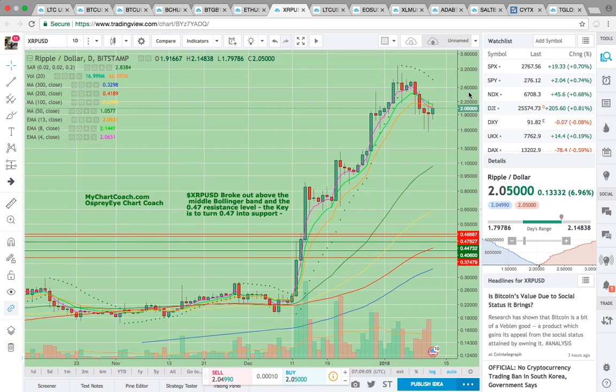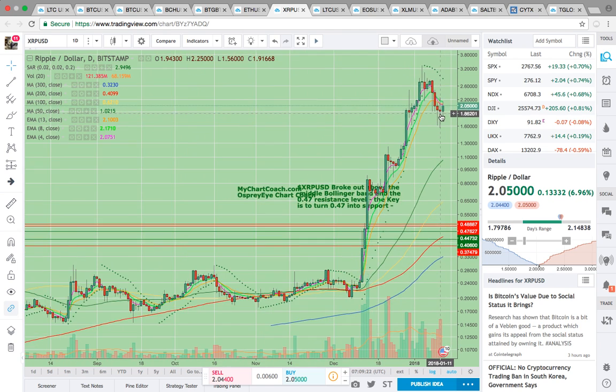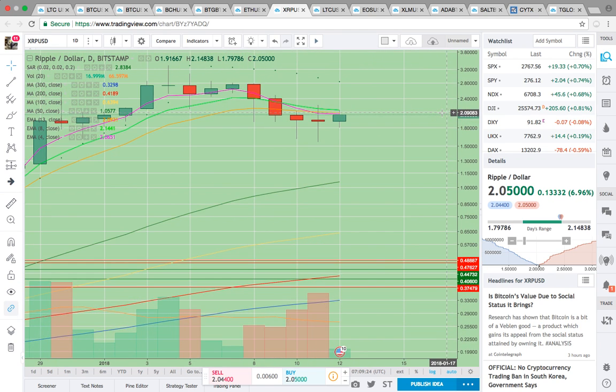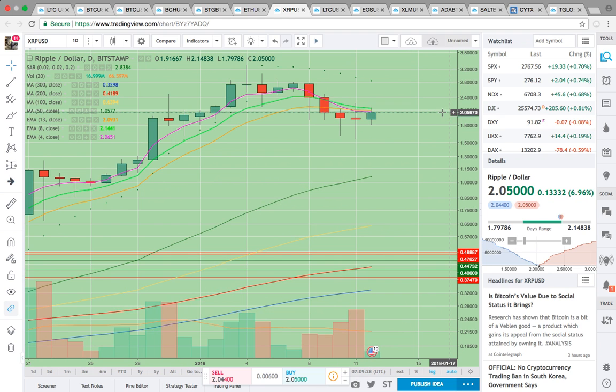It's bouncing right now. And notice it had multiple red candles in a row. So it had 4 red candles in a row. And then today a green candle's forming. I don't think those are gap downs. Let's see the open. It looks like a bullish engulfing type pattern.